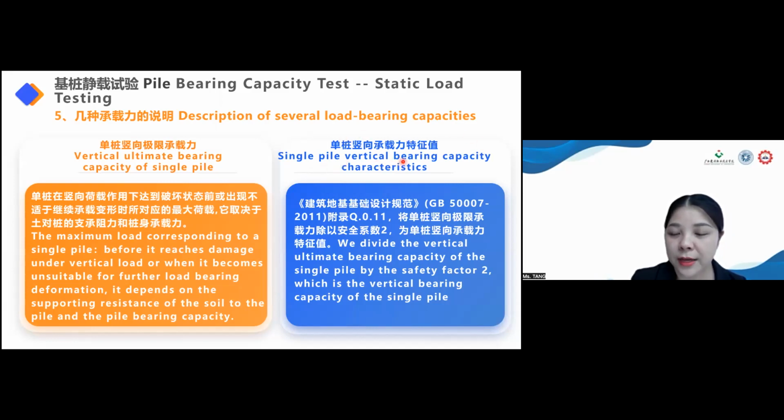Single pile vertical bearing capacity characteristic value: we divide the vertical ultimate bearing capacity of the single pile by the safety factor 2, which is the vertical bearing capacity characteristic value of the single pile.